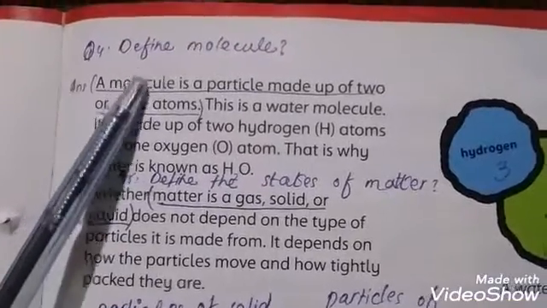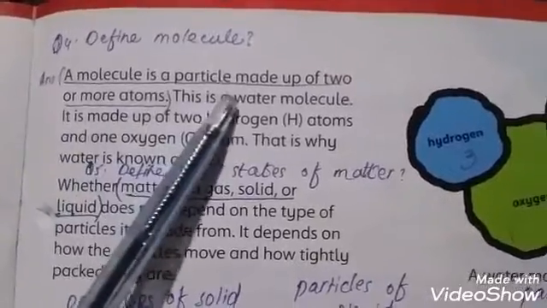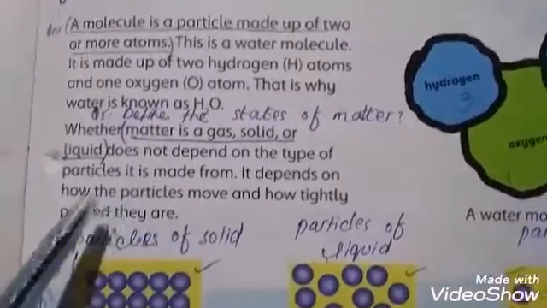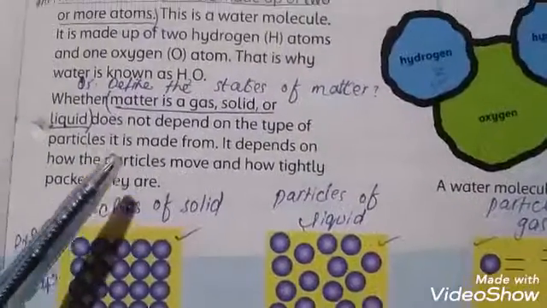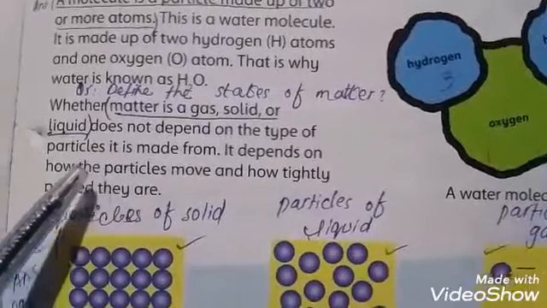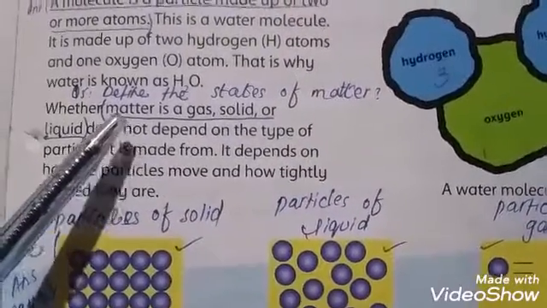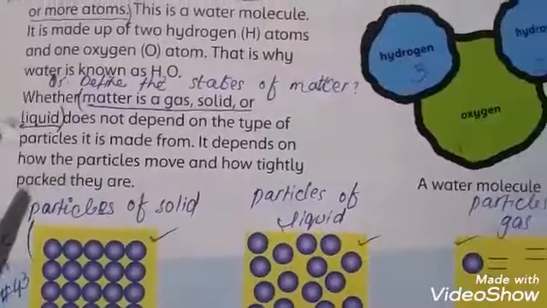Now question number 4, define molecules. A molecule is a particle made up of two or more atoms. Dear students, next question, define the states of matter. As anybody knows, there are three types of matter: gas, solid and liquid.